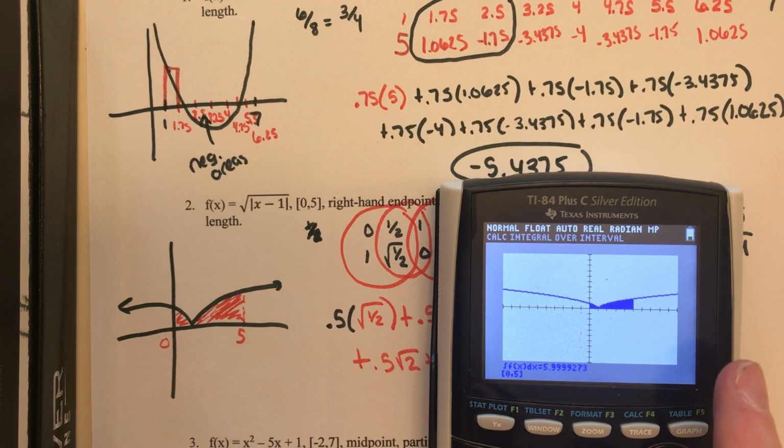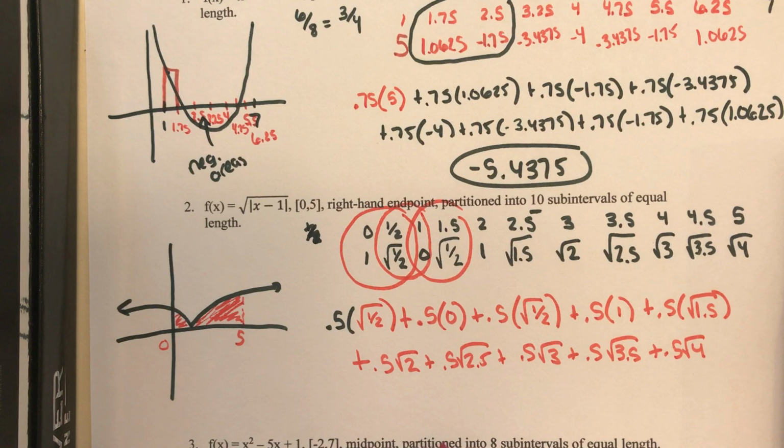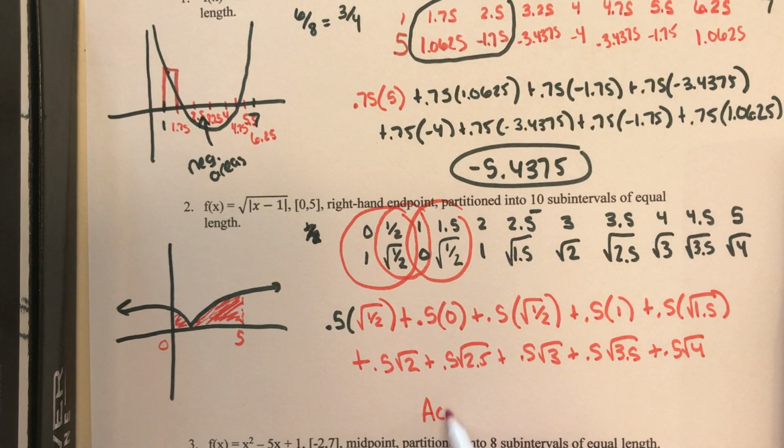Now the Riemann sum is just estimating it. So if you were to actually solve this and plug it in your calculator, you should get something close to that answer, but the actual answer is 5.999, so I guess it rounds to 6.